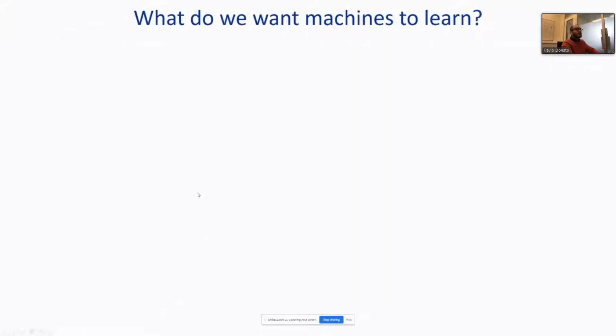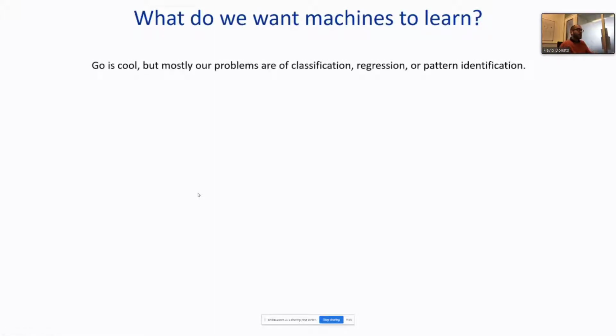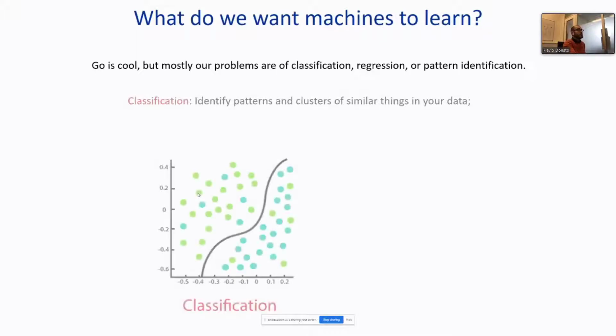So what do we want machines to learn through these machine learning algorithms? Go is really cool. And you know right now that there are a lot of games that machine learning algorithms can actually play, and play better than humans. But what we usually want to do is to solve two classes of problems, which are the main ones. One is problems of classification. We want to assign the light green dots to a specific category and the dark green dots to another specific category. So we want to draw a line that separates these two sets of data when we give these sets of data to a machine. So we want to identify patterns in our data.